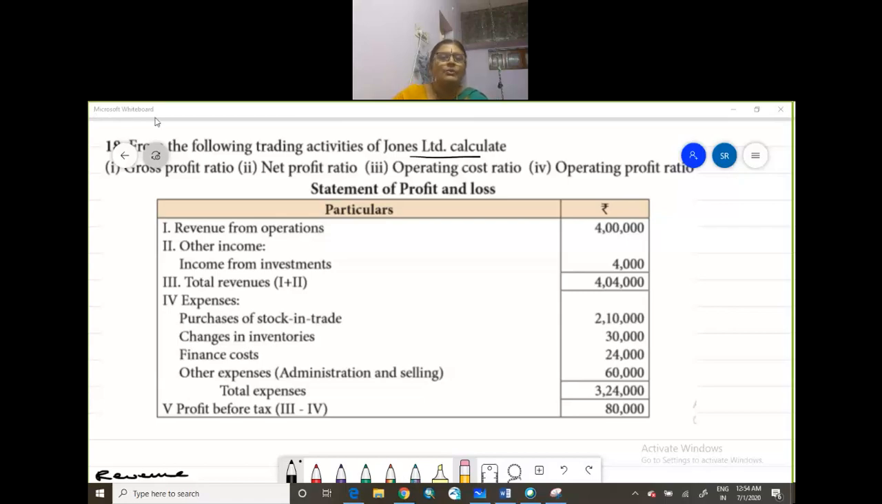We are in unit 9, ratio analysis. We are in the 18th problem. From the following trading activities of Jones Limited, calculate gross profit ratio, net profit ratio, operating cost ratio and operating profit ratio.